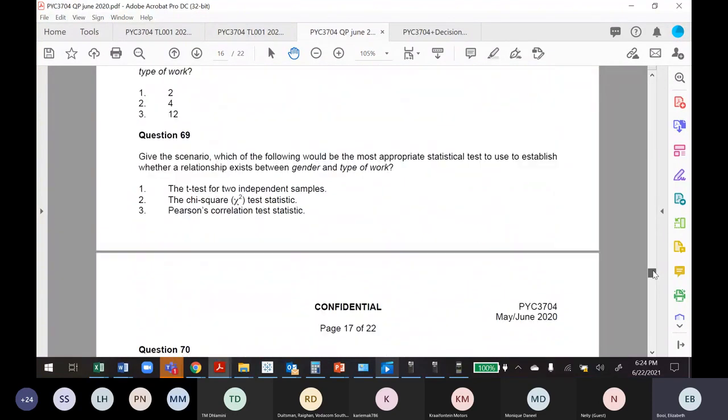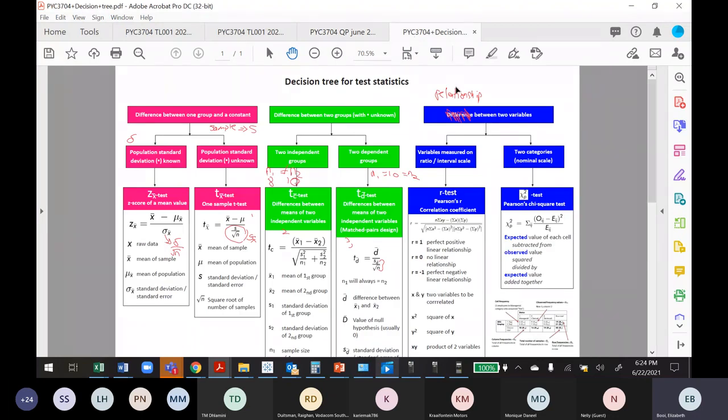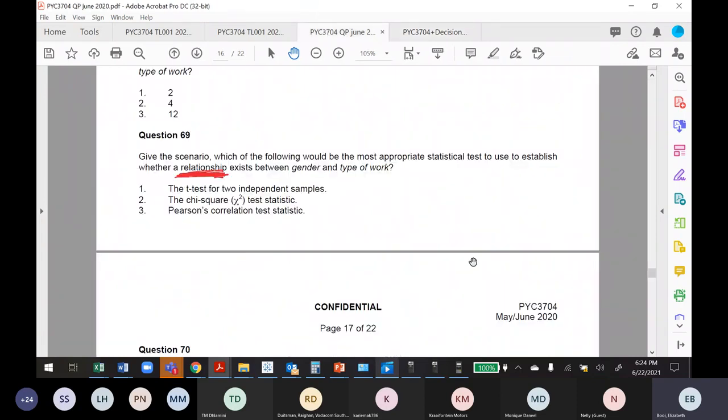I'm trying to look at the questions where we can use a table. And remember what I just said. If they ask you about the relationship, you must think of chi-square and Pearson R. You must ask yourself, is it numerical or is it categorical? Here they say, what is the relationship that exists between gender and type of work? And they give you t-test, chi-squared, and coefficient of correlation. Do you know which one you're going to be using?